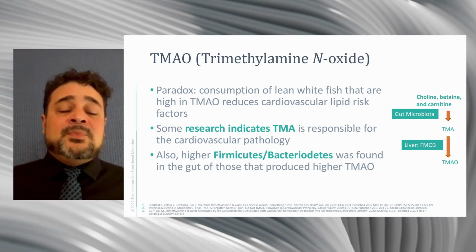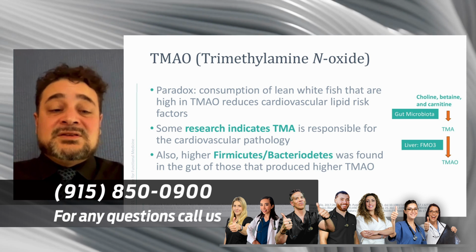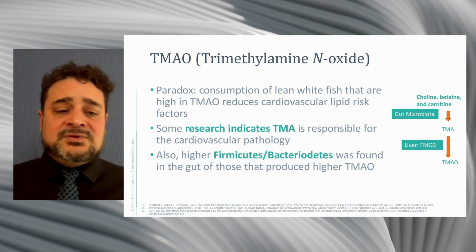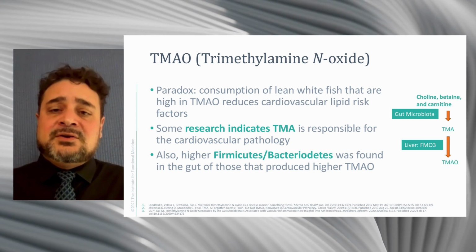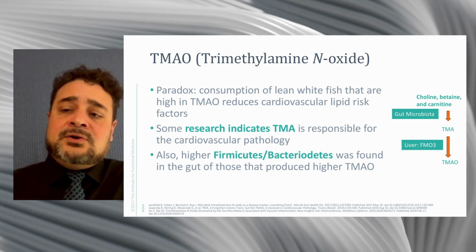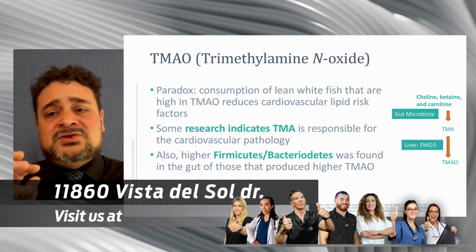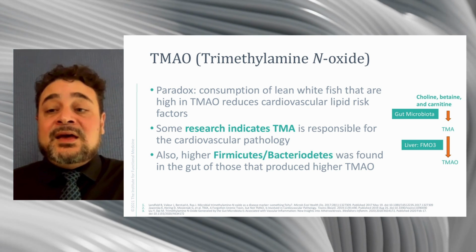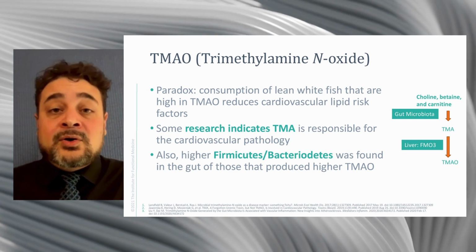It's still in the air, but we do know that high TMAO is associated with higher firmicutes to bacteroides ratios. And what you're going to want to do is flip it. So if you look over to the right, you've got your choline, your betaine, and your carnitine, that certain pathogenic gut bacteria will change into TMA, and TMA will, through the liver, become TMAO.